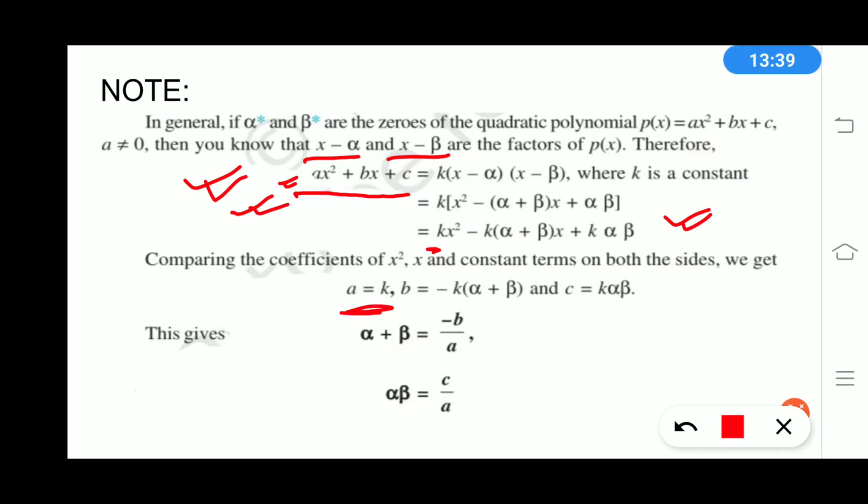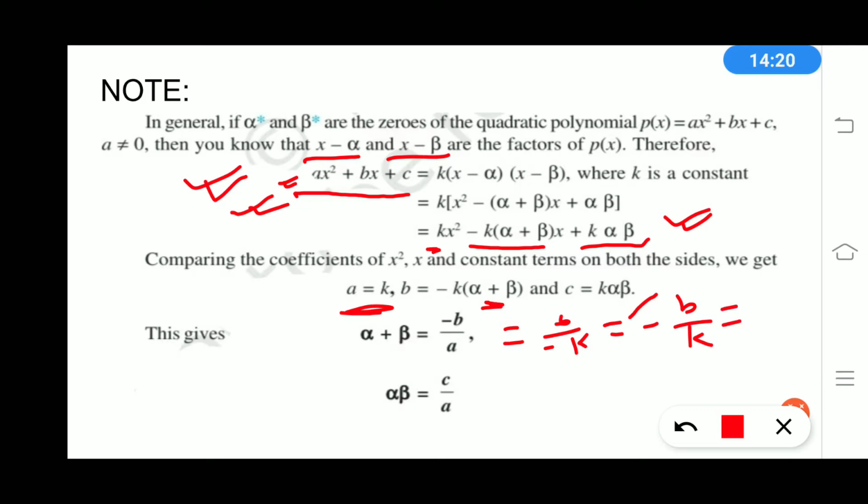Similarly, the coefficient of x on the right hand side is minus k into alpha plus beta, but on the left hand side the coefficient of x is b, so b equals minus k into alpha plus beta. And the constant term, right hand side k alpha beta and left hand side only c, so c equals k alpha beta. Now alpha plus beta equals b by minus k. Okay, alpha plus beta equals b by minus k. Clear? So b by minus k can be written as minus b by k.